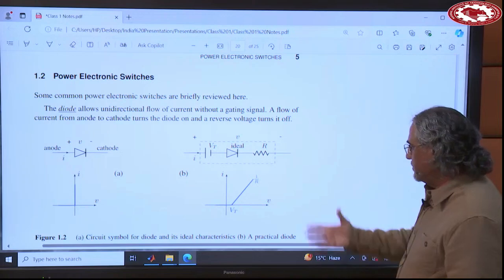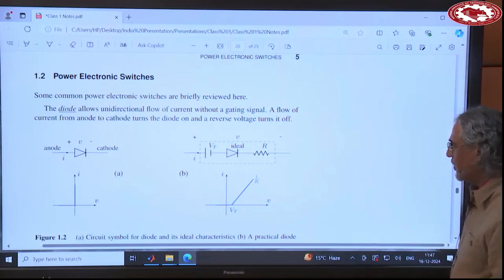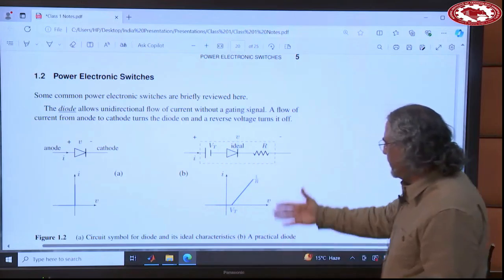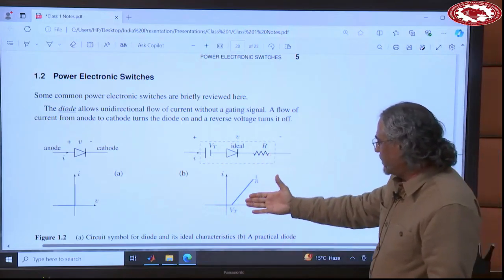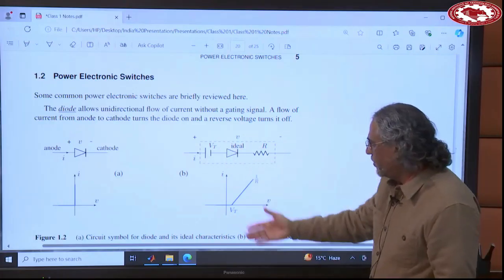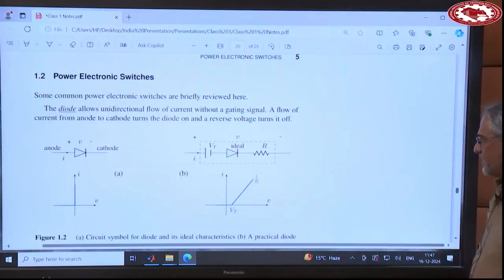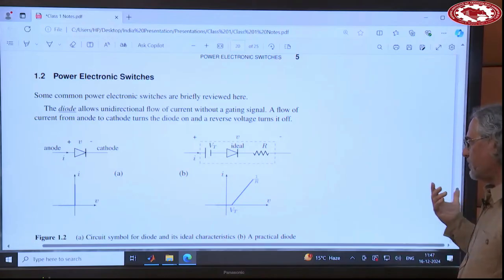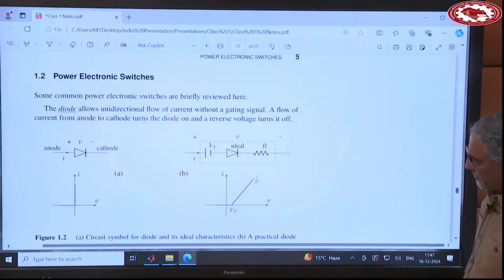So diode, you all are familiar with diode. This is the characteristics, current voltage characteristics. A more realistic diode basically has a conducting resistor and also a voltage drop across the diode when it's turned on. So it can only flow the current flowing from anode to cathode, and it will block the current flowing the other way.